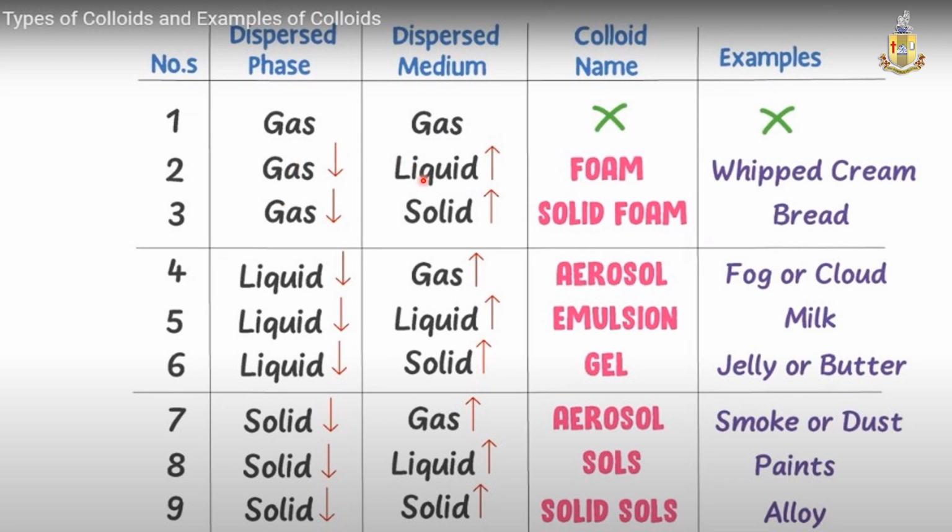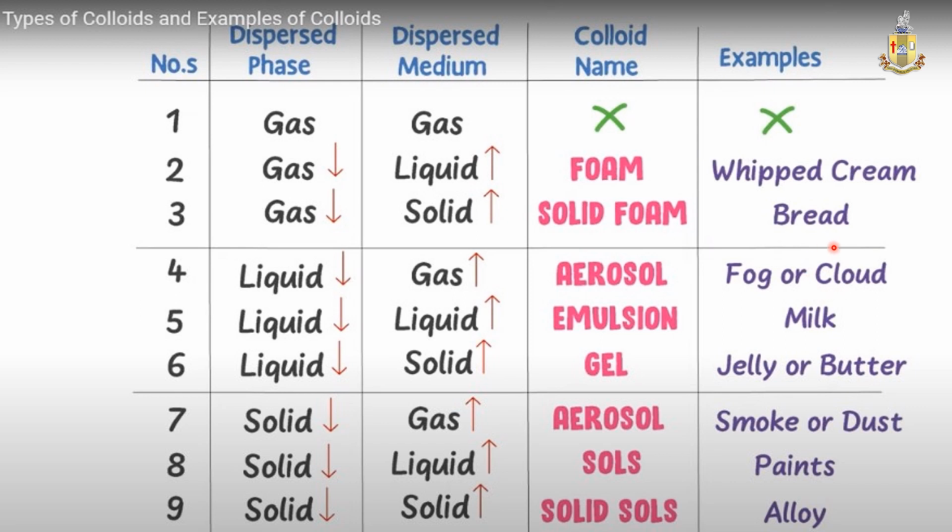A gas in liquid is called a foam. An example of foam is whipped cream. A gas in solid is called a solid foam, and an excellent example is bread. The very concept of dough becoming bread is because of all these gas molecules which are interspersed within a solid medium. A liquid in gas is called an aerosol, and examples of aerosol are fog or the formation of clouds.